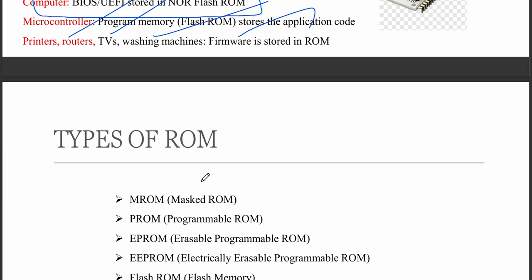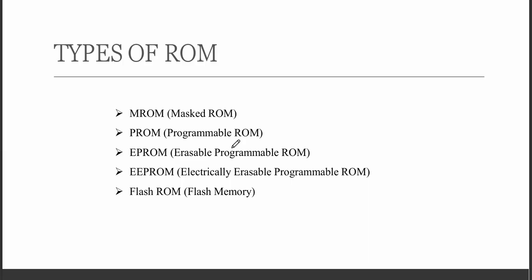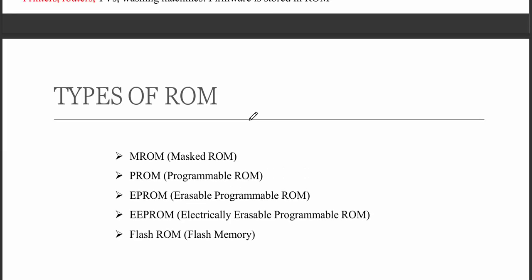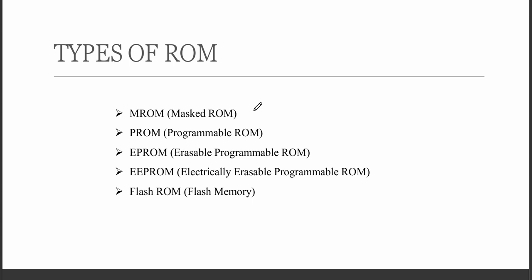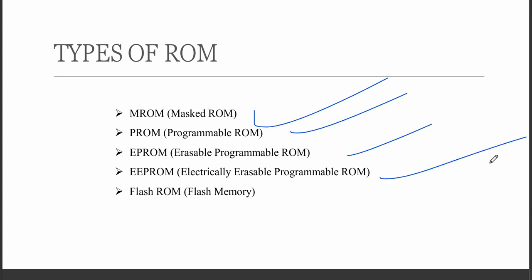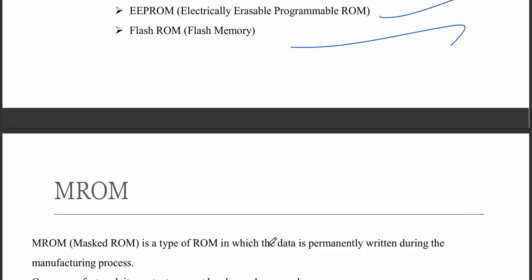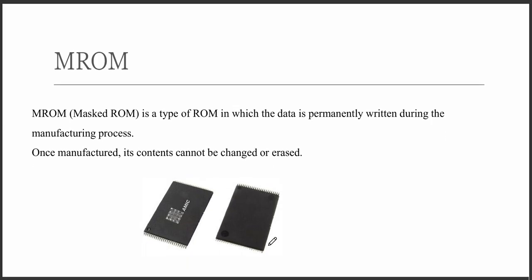There are different types of ROMs used all over the world: MROM (masked ROM), PROM, EPROM, EEPROM, and flash ROM. Let's discuss them one by one. First of all, MROM, masked ROM. Masked ROM is a type of ROM in which the data is permanently written during the manufacturing process.